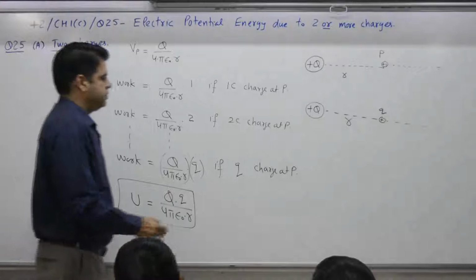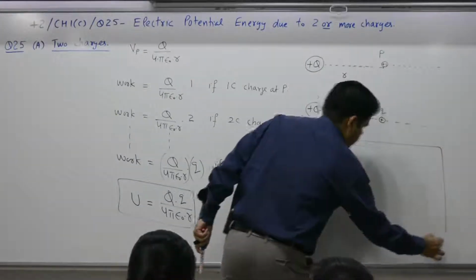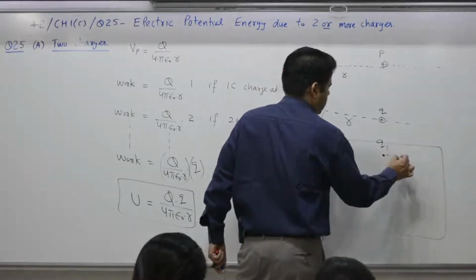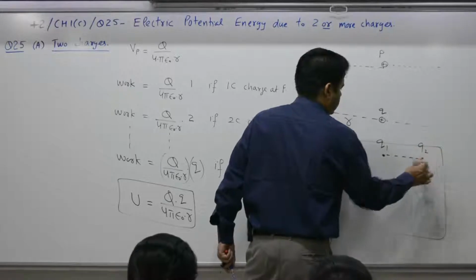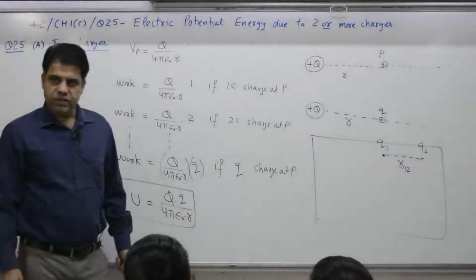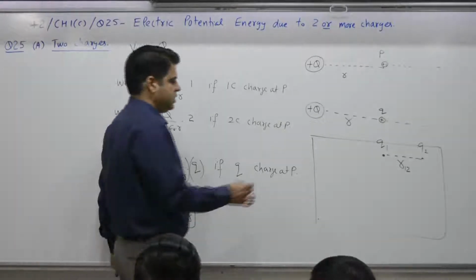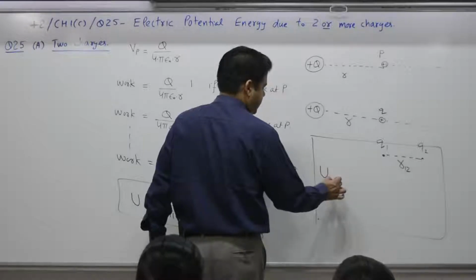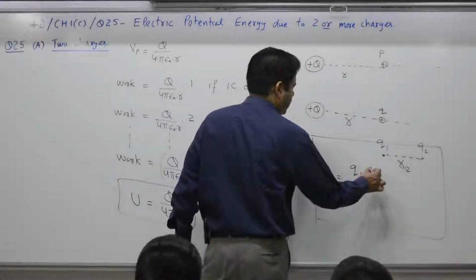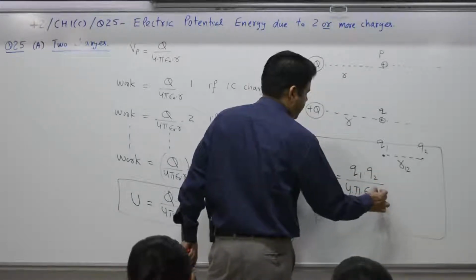In a better form, if there are two charges, one charge is Q1, other charge is Q2, they are separated by distance R12. R12 represents the distance between charge 1 and charge 2. Then the electric potential energy is equal to Q1 into Q2 over 4 pi epsilon naught R12.